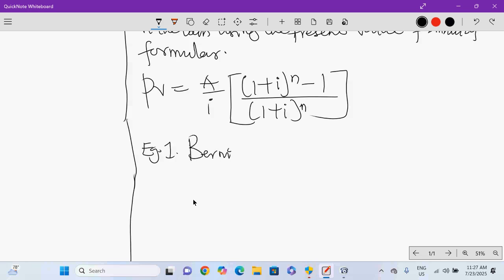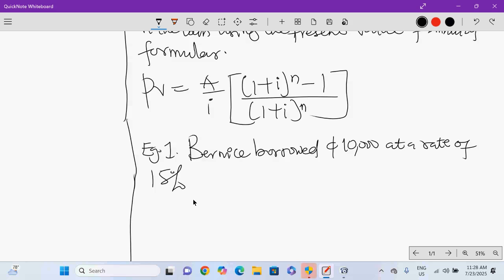So Bennett borrowed 10,000 cedis at a rate of 15% for 3 years.